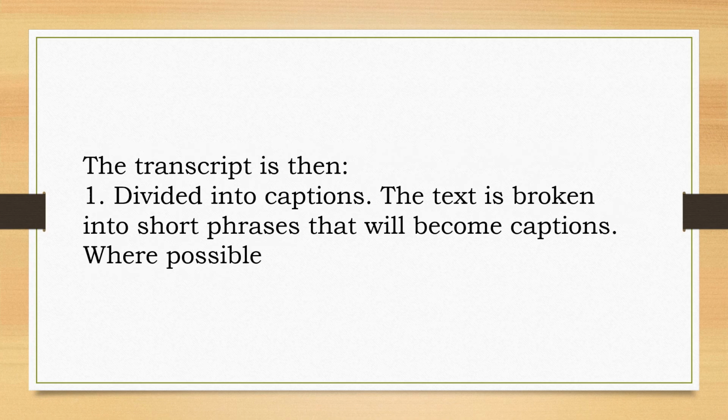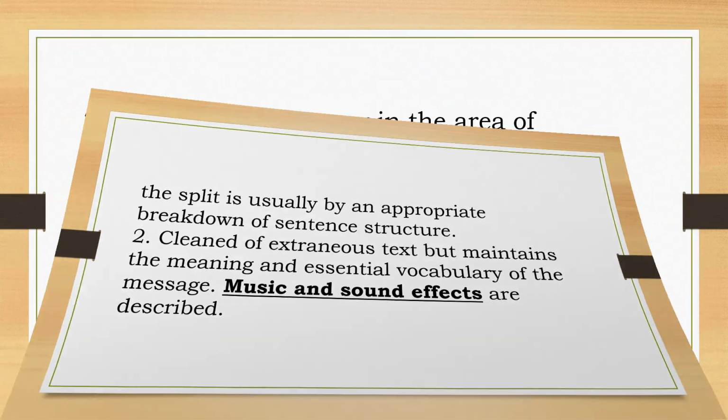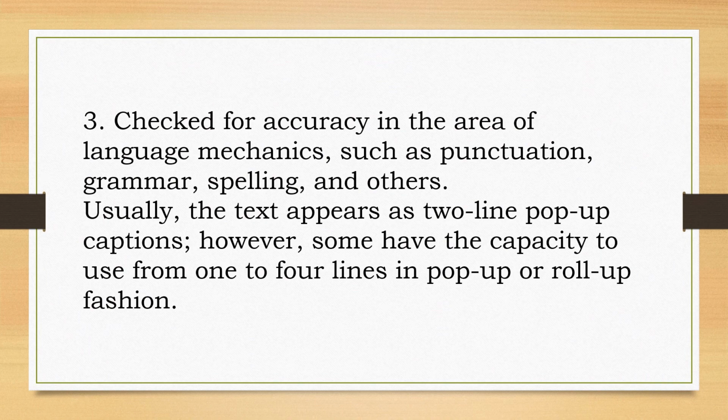Formatting. The transcript is then 1. Divided into captions. The text is broken into short phrases that will become captions. Where possible, the split is usually by an appropriate breakdown of sentence structure. 2. Edited of extraneous text but maintains the meaning and essential vocabulary of the message. Music and sound effects are described. 3. Checked for accuracy in the area of language mechanics, such as punctuation, grammar, spelling, and others. Usually, the text appears as two-line pop-up captions, however, some have the capacity to use from 1 to 4 lines in pop-up or roll-up fashion.